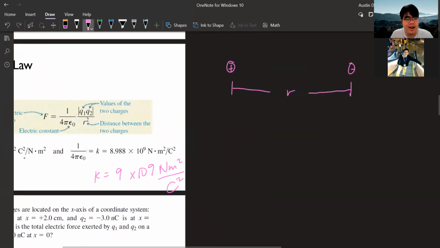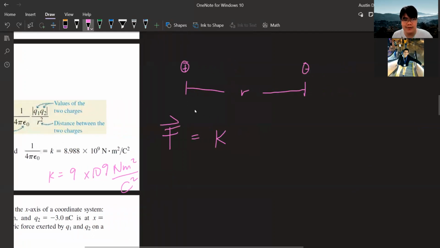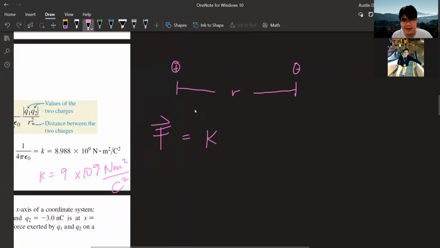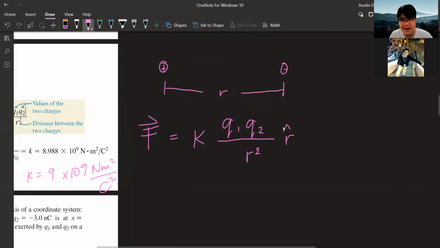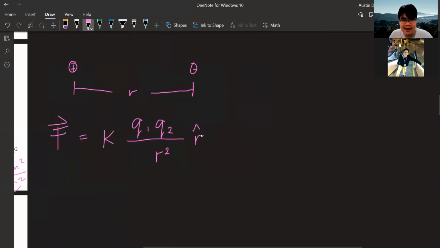Sir, what does the force look like when it has a direction? When it has a direction, the force is F equals K. I didn't write the long 1 over 4 pi epsilon naught because we're lazy. So Q1, Q2 over R squared, R hat. You've done math already, so when there is a hat symbol, it means direction. When there is an arrow on top, that is a vector.